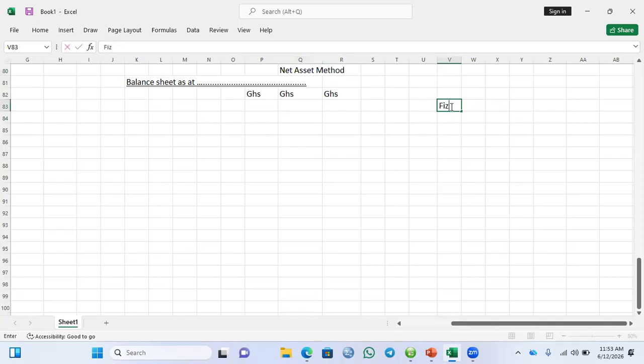You begin with your fixed assets. Okay, you begin with your fixed assets. So normally your fixed assets total will be at the 3rd column. Then you present your current assets. Put it at the 2nd column and subtract, or less, the current liabilities.